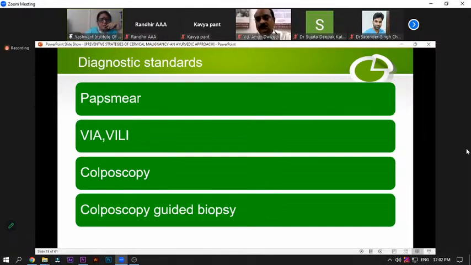And the next investigation is colposcopy. This is nothing but a magnifying lens. We can see the changes on the cervix, and wherever you feel there is an abnormality, you can take a biopsy. So these are the gold standard diagnostic methods for identifying premalignant lesions or invasive cancer of the cervix.